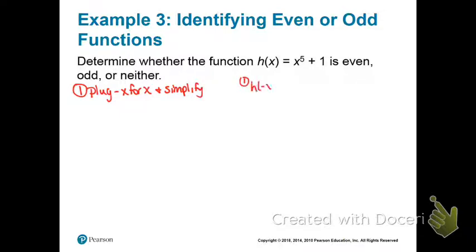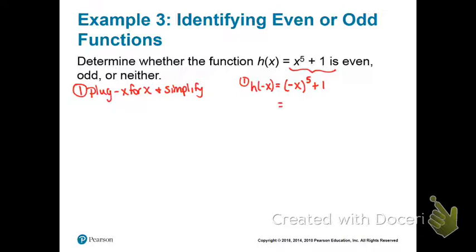So we're going to find h of negative x. So that means that every x on this side, I don't care if there's 10 x's on this side, each one of them is going to be replaced with negative x. So I'm going to build my skeleton. So I have my x to the 5th plus 1. And I know that for every x, where we have a blank there, we're going to plug in negative x.